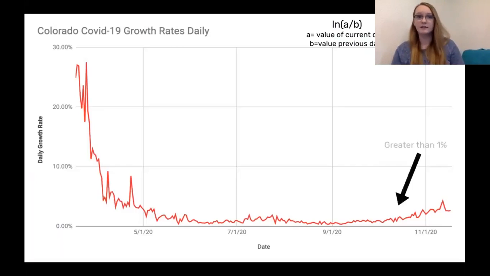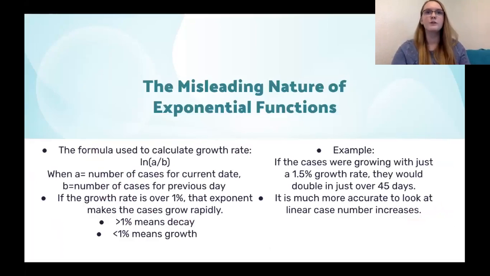At first glance, this graph makes it seem as if the cases have gone down dramatically, but this is a mere misleading aspect of logarithmic growth. We can see that the growth rate has not consistently dropped below 1%, which can present a serious problem. The growth rate above 1% indicates exponential growth, whereas a growth rate below 1% indicates exponential decay.